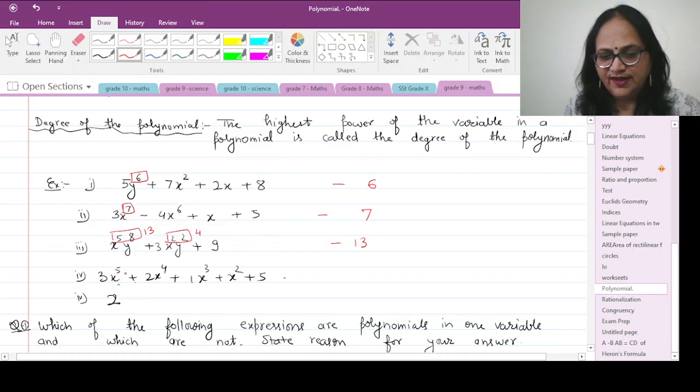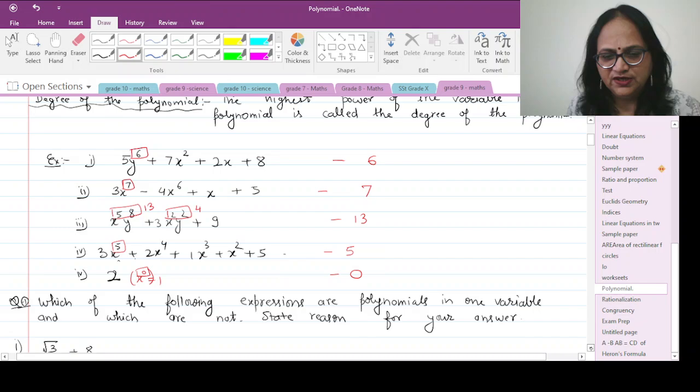Fourth example, 3x to the power 5, 2x to the power 4, x cube, x square plus 5. The maximum power here is 5. So degree is 5. 2. No variable is there. If nothing is there, as you know, if I write this, x to the power 0, this is equal to 1. So what is the degree of the polynomial here? What will be the degree of a constant polynomial? 0. Okay? You can make a note of it also. Degree of the constant polynomial is 0. I explained to you in my last video what a constant polynomial is.